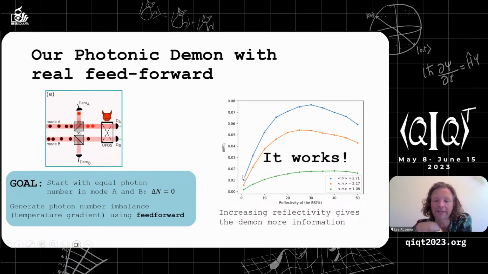And we see that when the reflectivity is 0, we're generating essentially no photon number imbalance. However, as we increase the reflectivity, we start to see that we can generate more of a photon number imbalance. And you can think of this effect working as follows. When we increase the reflectivity, we're giving the demon more information, so we can use that information to extract more work, or to generate a larger photon number imbalance.